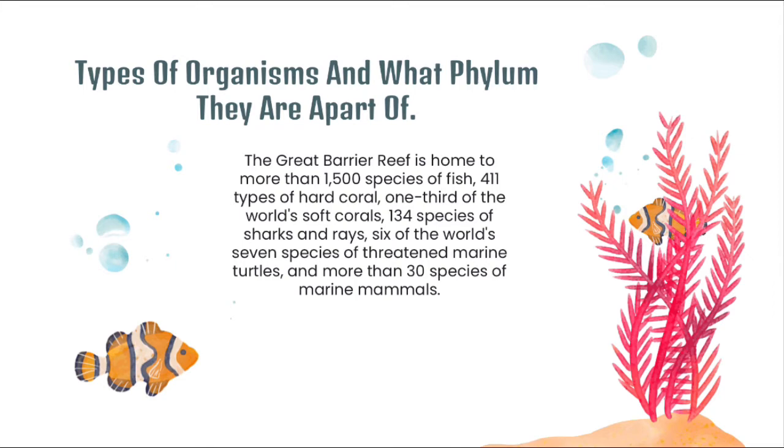The Great Barrier Reef is home to more than 1,500 species of fish, 411 types of hard coral, 1/3 of the world's soft corals, 134 species of sharks and rays, 6 of the world's 7 species of threatened marine turtles, and more than 30 species of marine mammals.